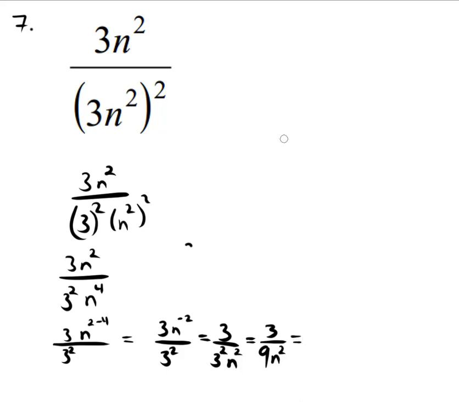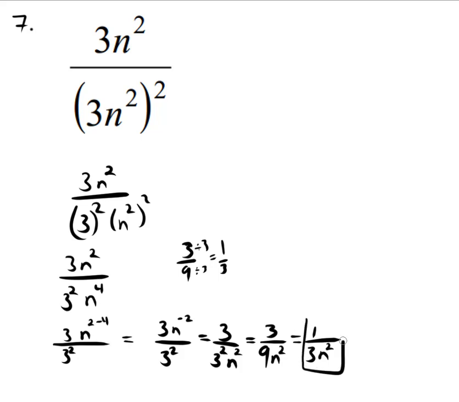3/9, if I had a fraction, I'm just going to write the fraction right here. 3/9 simplifies by dividing both the top and the bottom by 3, right? I end up getting 1/3. So this is 1/3 n squared. And that right there is my final answer.